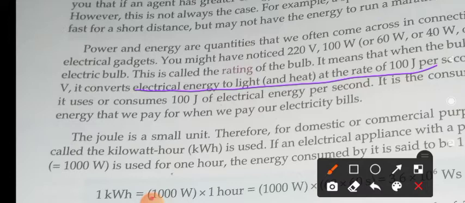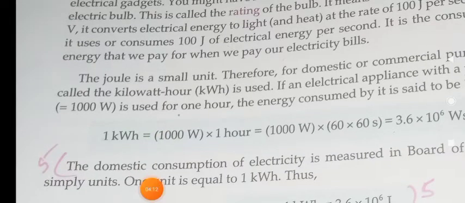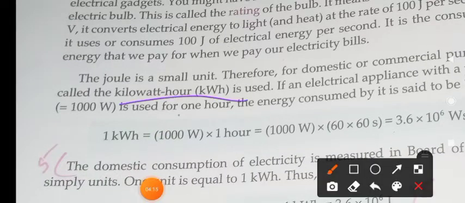Okay children, it is the consumption of electrical energy that we pay for when we pay our electric bills, no? Joule is a small unit, therefore for domestic or commercial purposes a bigger unit called kilowatt hour is used. If an electrical appliance with a power rating of 1 kilowatt is used for 1 hour, the energy consumed by it is said to be 1 kilowatt hour.